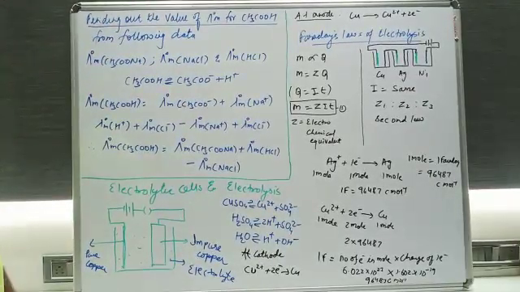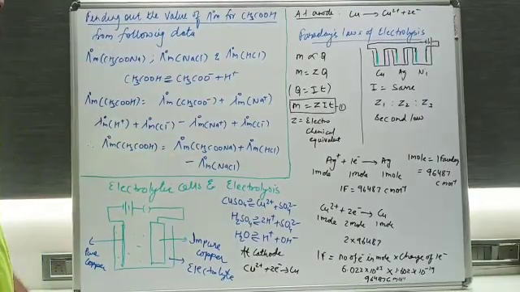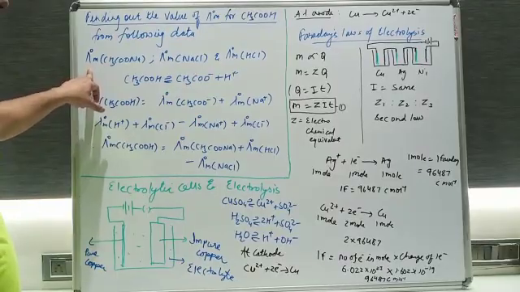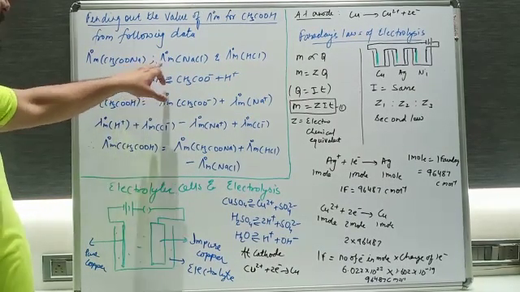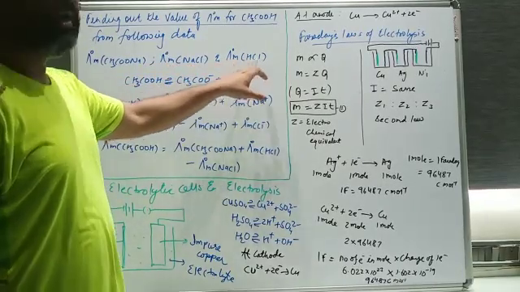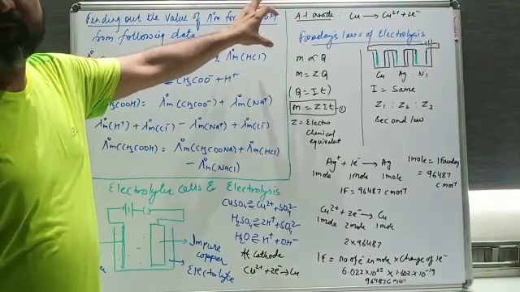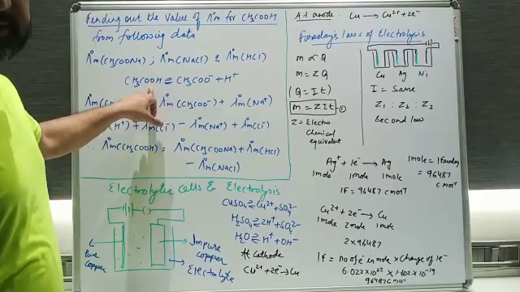Okay, so the question is finding out the value of the Λ°m. Λ°m means what? Limiting molar conductivity of the acetic acid. So from the following data, it will be given in the question: Λ°m for the sodium acetate, Λ°m NaCl, and Λ°m for HCl will also be given. From these three data we need to find out the Λ°m of the acetic acid. Fine.